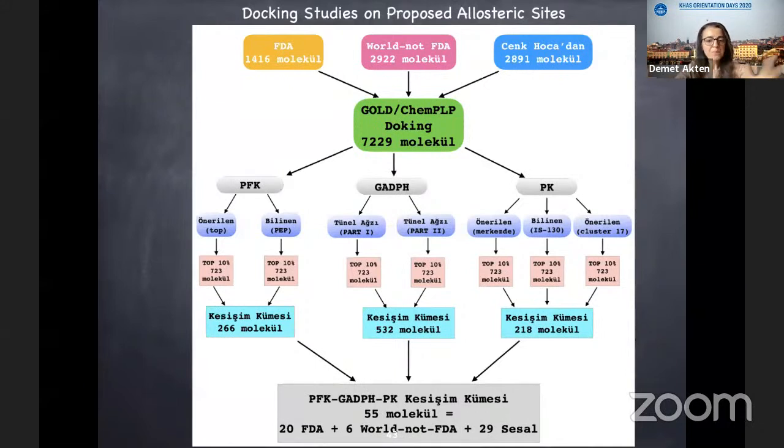And finally, we came together and established this screening. FDA molecules, world not FDA, and also some more molecules from our experimental group at Marmara. And we combined this 7,200 molecule library and docked to each and every proposed and experimentally known allosteric sites for each and every enzyme. And finally, we merged them. And we obtained, as a result, a total of 55 molecules which bind to each and every site effectively to all enzymes. And this was important because these are very promising, the top candidates, which bind as effectively as any enzyme in this list and in any region in that enzyme.